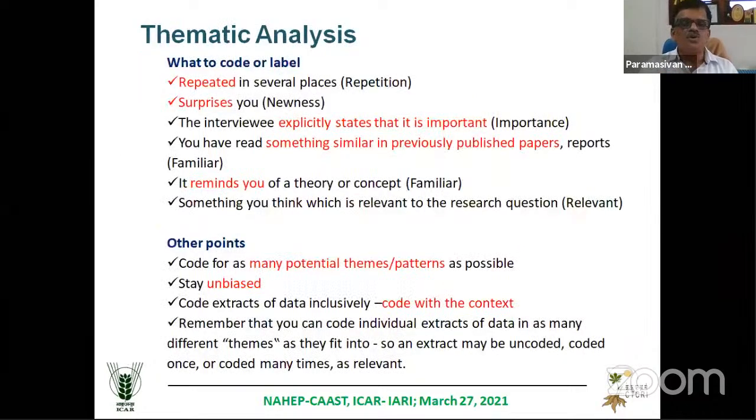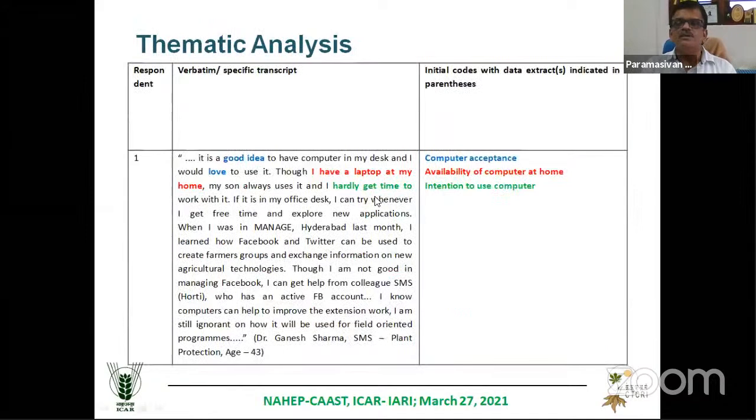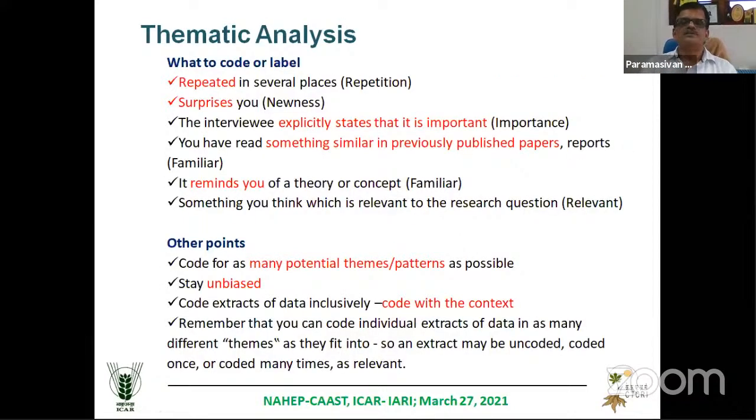And what to code or label. Sorry, this is not the theme. The computer acceptance, availability of the computer at home, these are all labels. These are all not themes. You have to integrate these labels, then only will you get the themes. So you can see what to code or what to label.